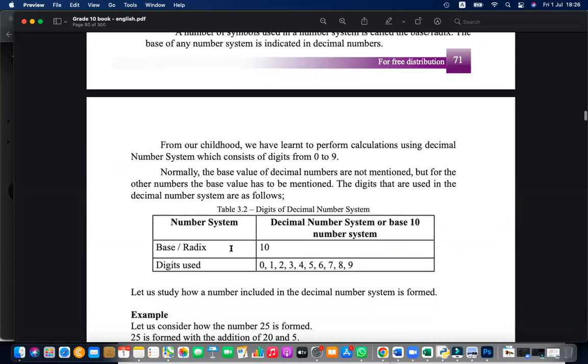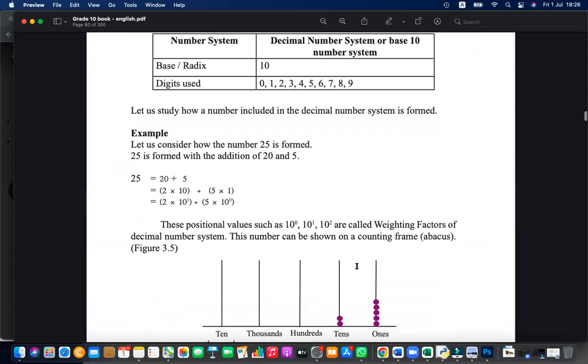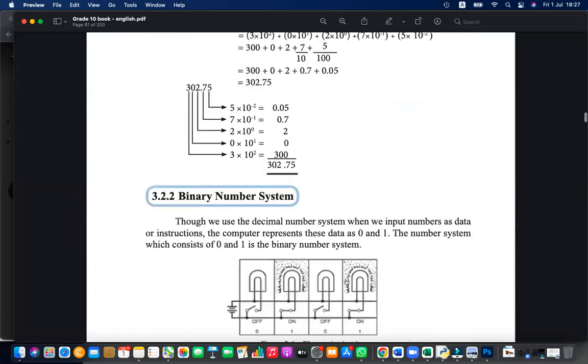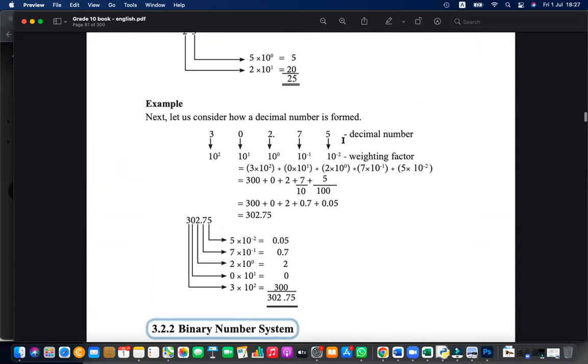So here you can see the base is 10 for the decimal number, with digits 0 to 9. So we learn about the positional values. Starting from one, the place values grow tenfold because this is decimal. Starting from one, if it doubles, it is binary. And when you consider the positional values and add them together, you get the full number.